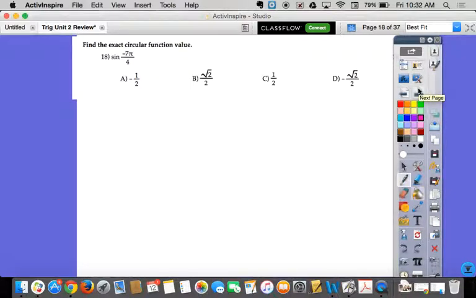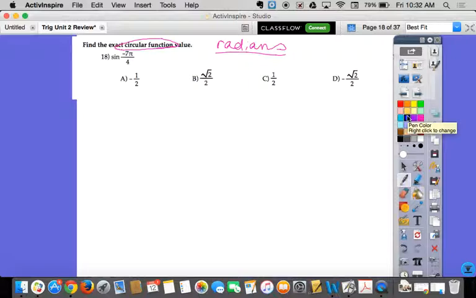Find the exact circular function value. Remember when it says circular function, we're just working in radians. That's it. And if you just absolutely can't stand the radians, convert it to degrees, work your problem. Like in this one, your answer's just there. But it could be that you need to work your problem and convert back to radians. You wouldn't need to convert back on this one.